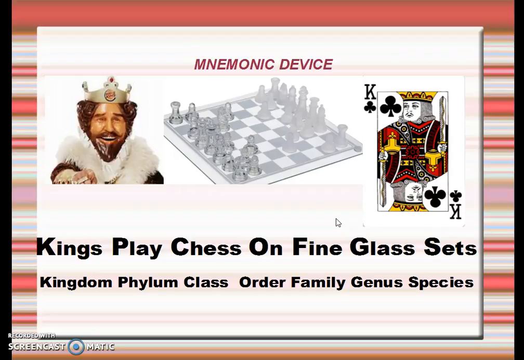In order to help us remember the levels of classification, there are mnemonic devices. You can make your own, and there are other mnemonic devices out there. This is not the only one. If there's something else that you feel would help you more, then go ahead and use it. But for me, I use King's Play Chess on Fine Glass Sets. It helps me remember kingdom, phylum, class, order, family, genus, species.